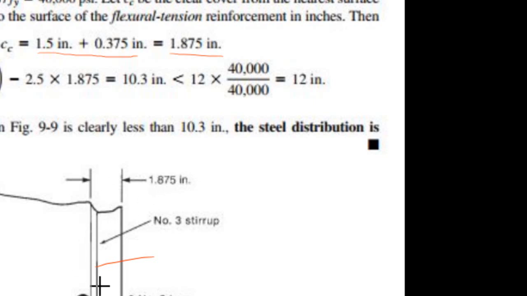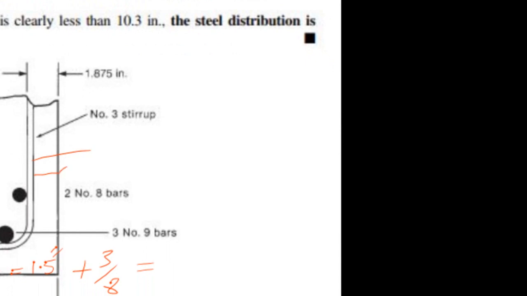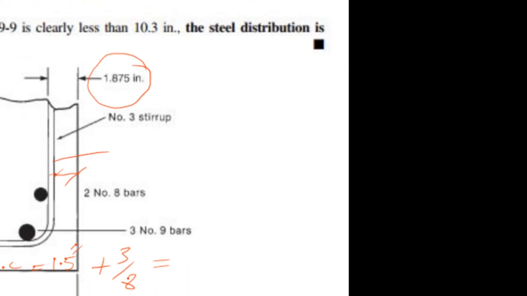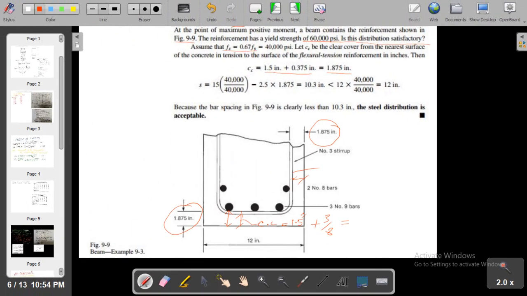Similarly, here from the side, it is also equal to 1.5, and adding this bar diameter size we get the same cover. Side cover is also the same. Now as I already mentioned, to make the calculation simple, we will choose Fs equals 2 by 3rd of Fy. So multiplying 0.67 by Fy, we get 40,000 psi.